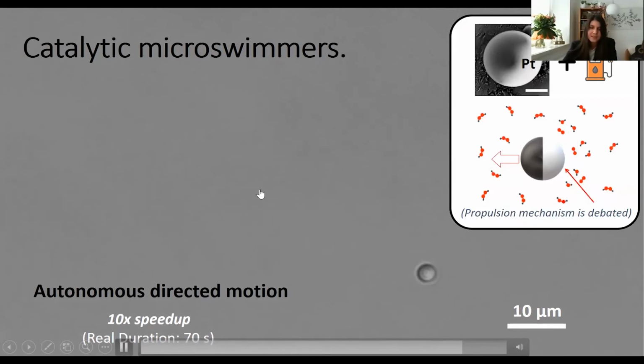So this is seemingly a simple system, but as we very quickly came to realize, it's not as simple as one may think. There are actually open questions pertaining to it, and probably the most important one goes back to the propulsion mechanism for these particles. The general consensus nowadays is that these particles move through a mechanism that resembles self-phoresis. However, as I will come back to later, the exact details of the mechanism are still missing.